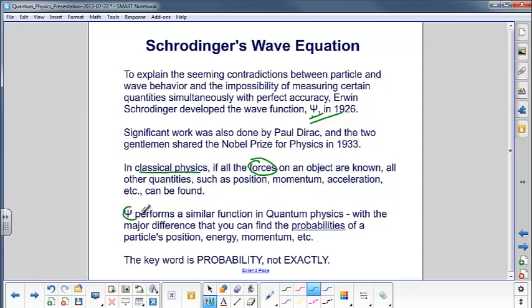Psi performs a similar function in quantum physics, with the major difference that you only find the probability of a particle's position, energy, or momentum. The key word is probability, not exactly. You cannot find out exact things anymore at the quantum level because of the uncertainty principle. Well, that explains it. The reason you can't is you can't. That's how nature's working. So psi for quantum mechanics is equivalent to knowing the forces in classical mechanics.